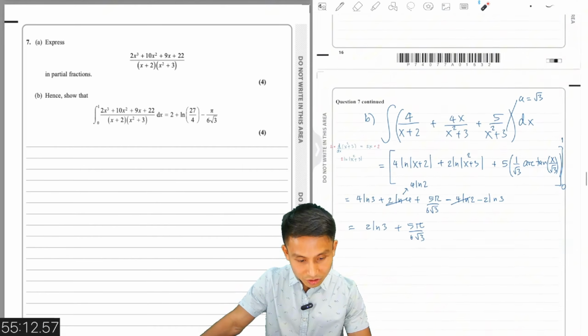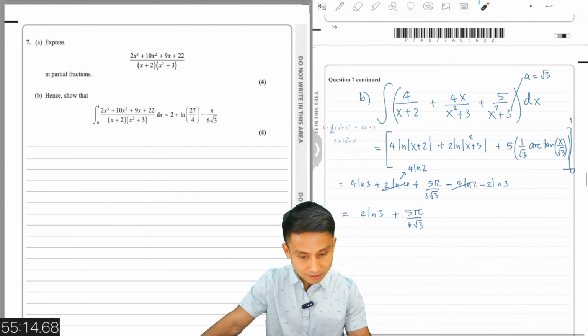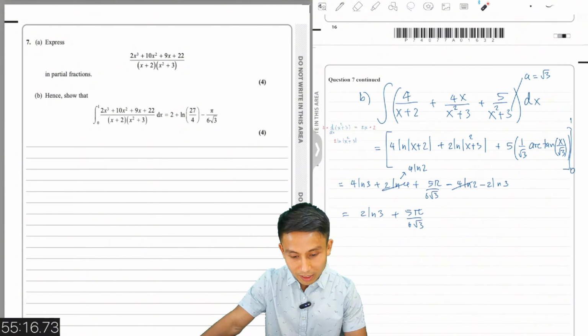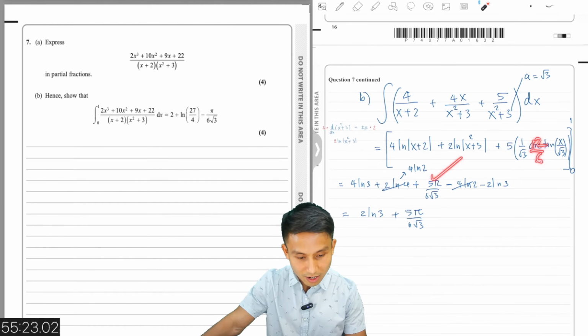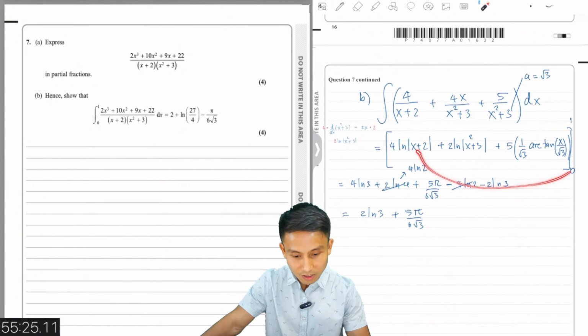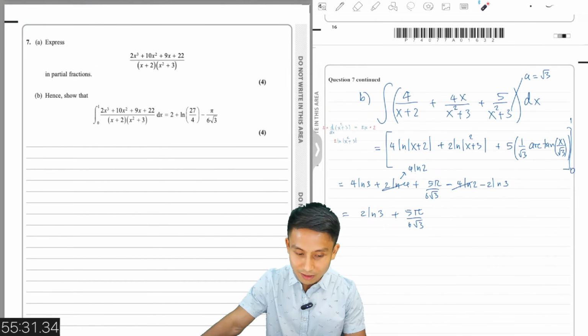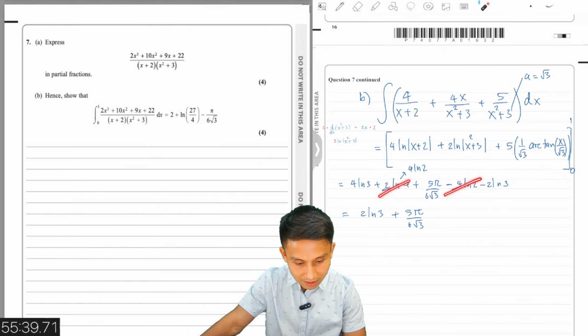Okay, let's check the substitution again. If I plug 1 in, this one is right, this one is right. 1 over root 3 is pi over 6, so this one is right. And then the 0 there is 4 ln 2, with a minus. 0 goes here, a minus 2 ln 3. And then a 0 here, I get 0 there, which vanishes. And then I simplify this and this.